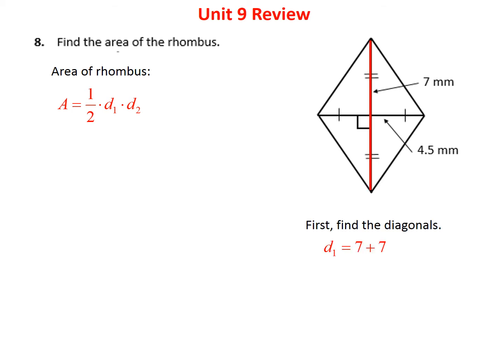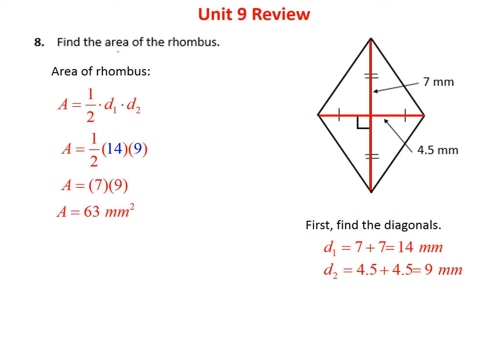So to find the diagonals, the first one here, diagonal 1, the vertical one, is 7 millimeters plus 7 millimeters, or 14 millimeters. The second diagonal is 4.5 plus 4.5 millimeters, or 9 millimeters. Now we can plug those into our formula. 1/2 of 14 times 9, half of 14 is 7. 7 times 9 is 63 square millimeters.